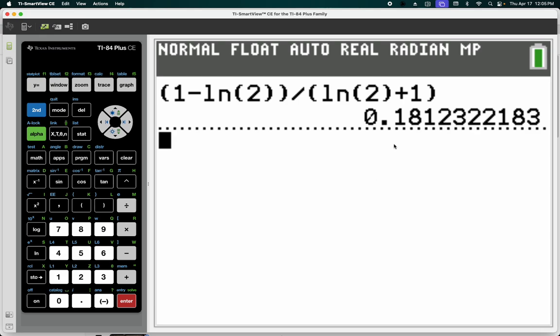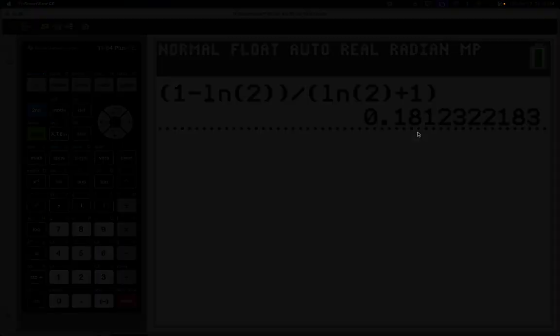I'm doing this to 4 decimal places, so 1, 2, 3, 4. Check the 5th for rounding. You get 0.1812. Right. Go back to notes.